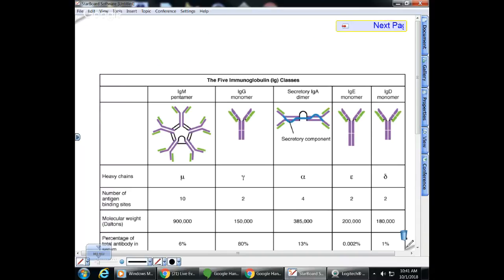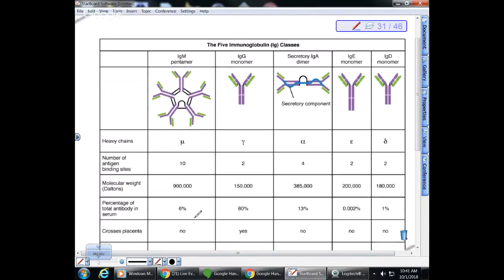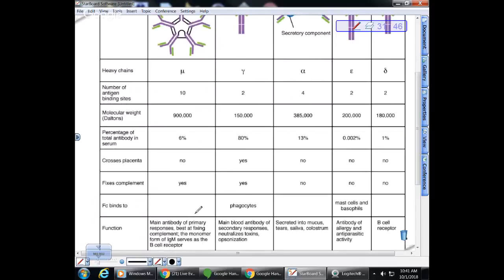So this is what they look like. The IgM is kind of interesting because unlike the other ones, it is a pentamer. So we have five different Y molecules covalently bonded together. Notice, however, it only makes about 6% of the antibodies in your blood. But it's best at fixing those complement proteins. So if it binds to a bacteria, then complement proteins will come and bind. And remember, the complement proteins are involved in producing holes that will eventually cause cell lysis.